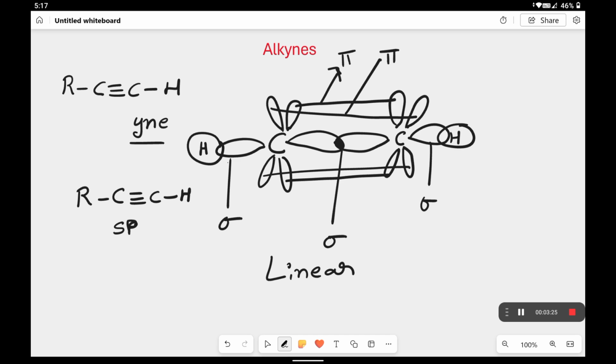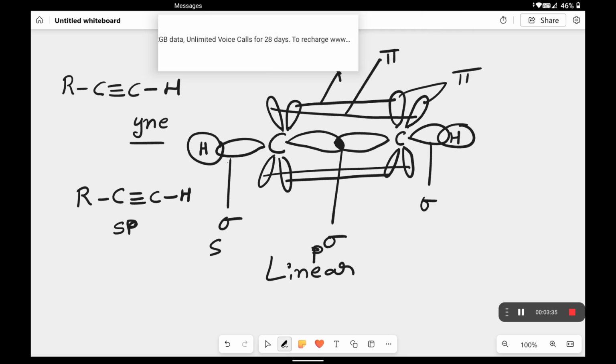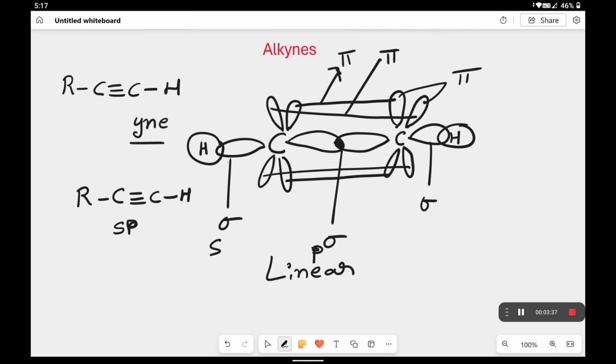And what about the hybridization? This is s, this is p, the sp hybridization. The remaining two p orbitals form pi bonds, and they are weak bonds, isn't it? Next, what are the consequences of this carbon triple bond C, and what are the types of alkynes?